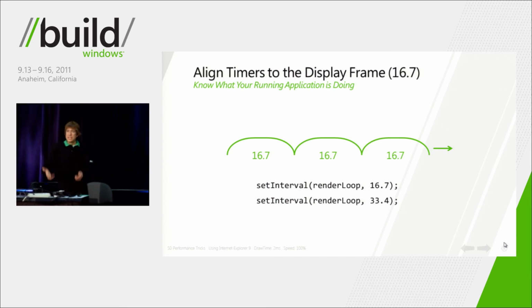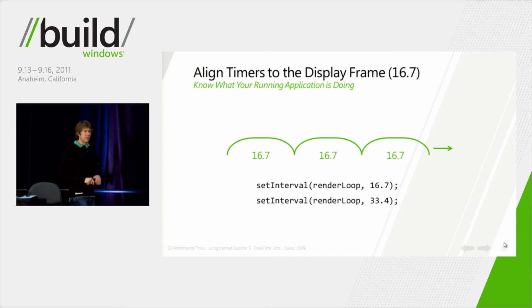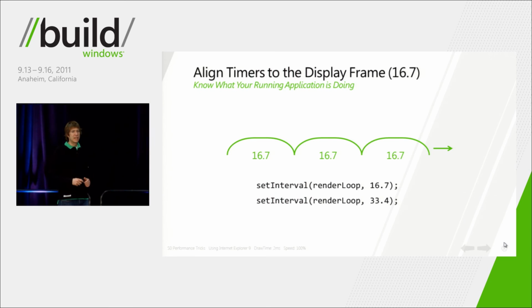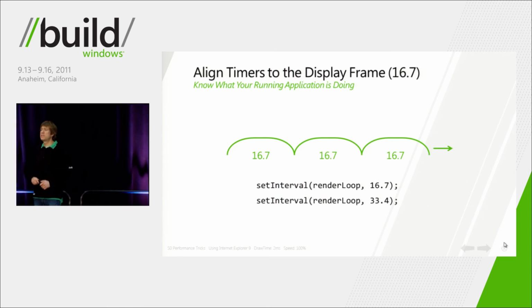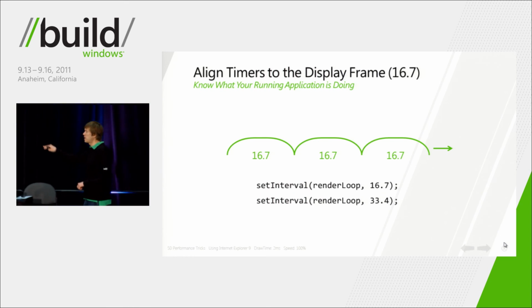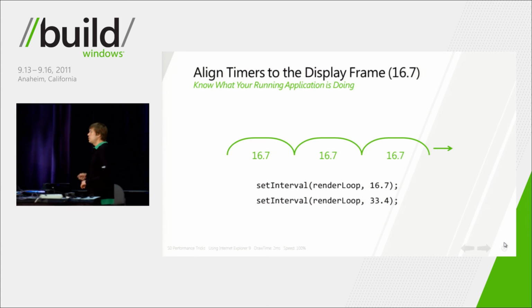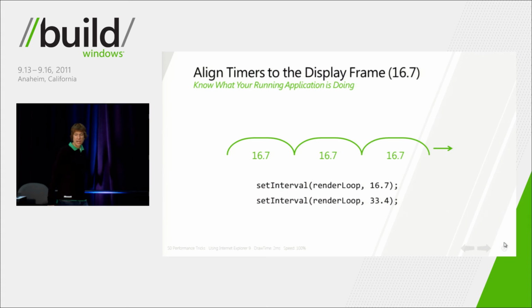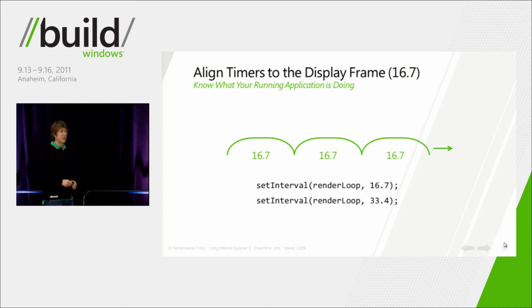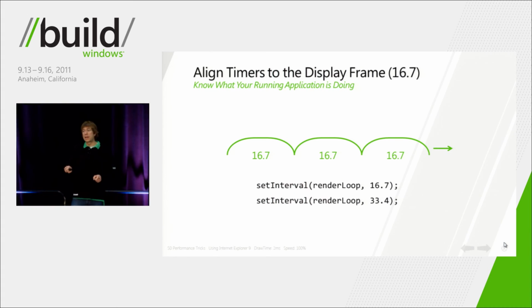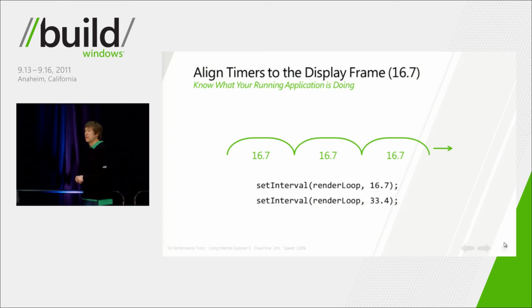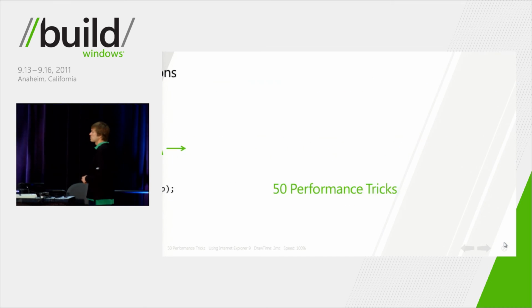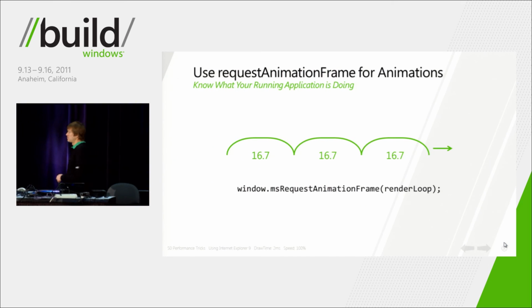So an easy way to improve your performance is to look at all of your set intervals today that do graphics work and change them to 16.7. With Internet Explorer 10 and Windows 8, you can use a new API called Request Animation Frame, which is a standards-based API that's broadly available in Chrome and Firefox now as well, that will actually give you a callback when the browser wants to paint. So you don't have to worry about doing this on a timer. So use Request Animation Frame.